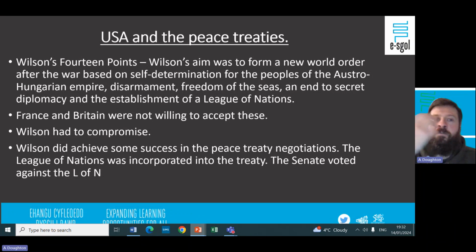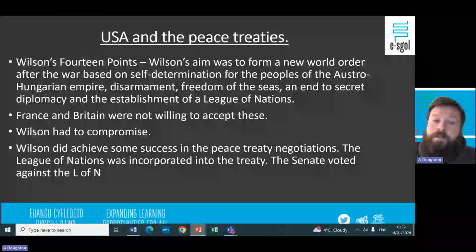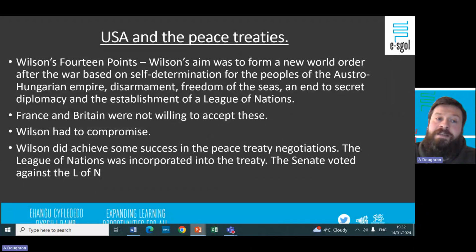He wanted independence for certain countries. He wanted disarmament, freedom of the seas, and an establishment of a League of Nations. Between these three countries, they couldn't agree on everything. He had to compromise, but he did manage to get the League of Nations in. But despite this, America never actually joined. The Senate voted against it. They felt like this would just keep getting them dragged into more and more conflict.